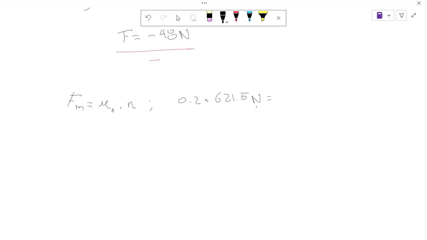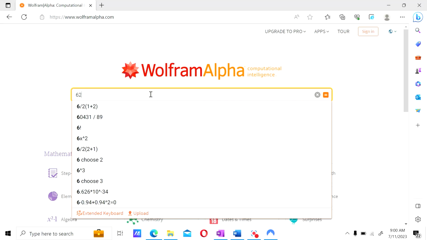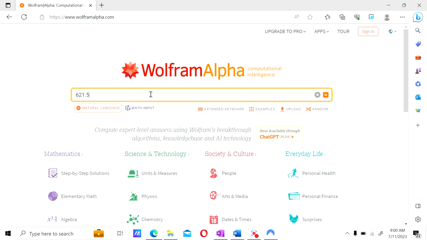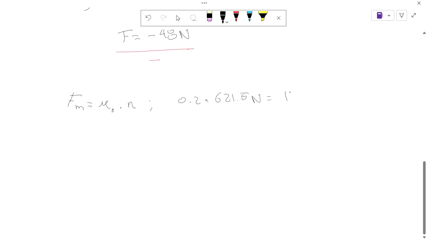So this is 20% of this. So 621.5 times 0.2. That is 124.3. So that is the friction force.